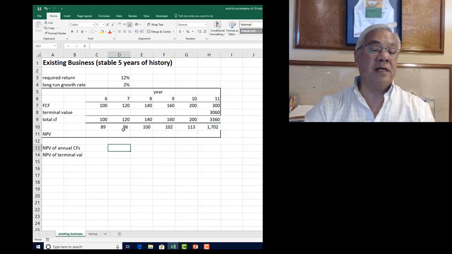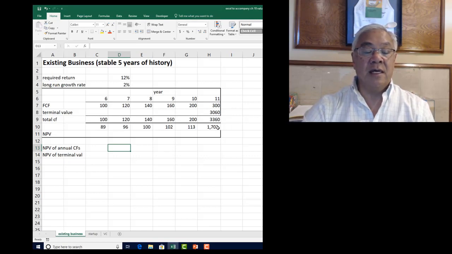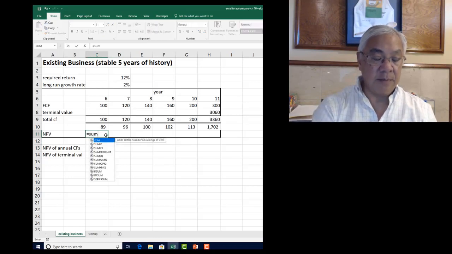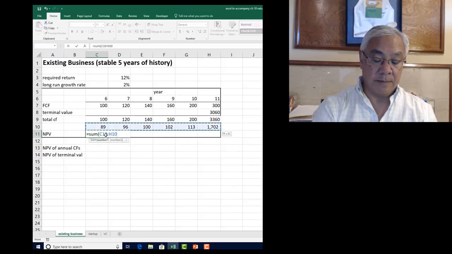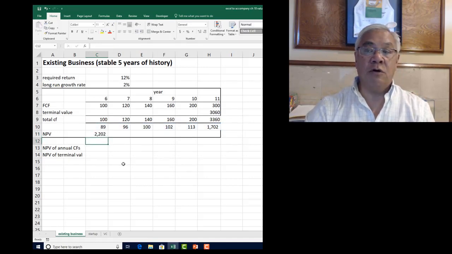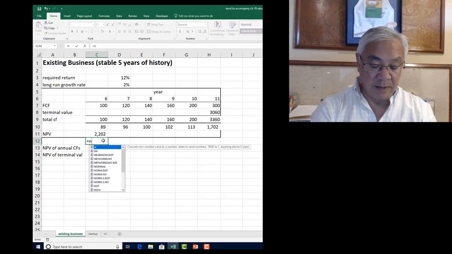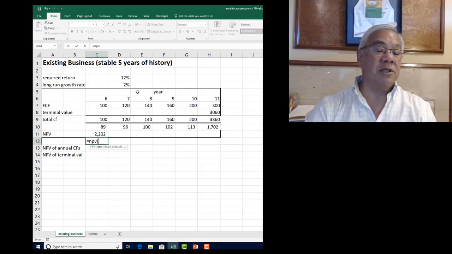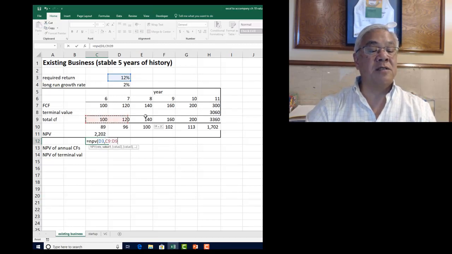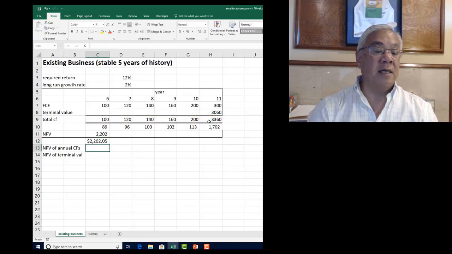So the 120 is worth 86, and way out here, that 3360 is worth 1702. It's worth only 1702 because it's at a compounding where we bring the present value back for 6 years. So the net present value is equal to the sum of those cash flows. So that's 2,202. Now, we could have done a shortcut using the NPV calculation. So equals NPV, and we start with the rate, which is again 12%, comma, and then we use the values for each of the years. And so here we'll take the strip of data, close parens, and we'll get the same number. All right, it better be because this is the same math behind it.